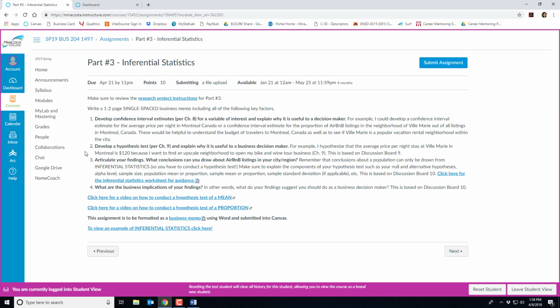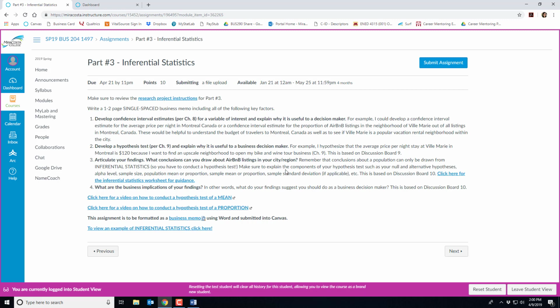So as long as it's correct, you can just copy paste that and put it right into your Part 3 business memo. And then Part 2, this is where you're going to explain the developed hypothesis test and why it's useful. So you already did this too. This was back in discussion board 9. And then articulate your finding. This is where you provide the calculations of your hypothesis test and the conclusions. So this came from your discussion board 10.